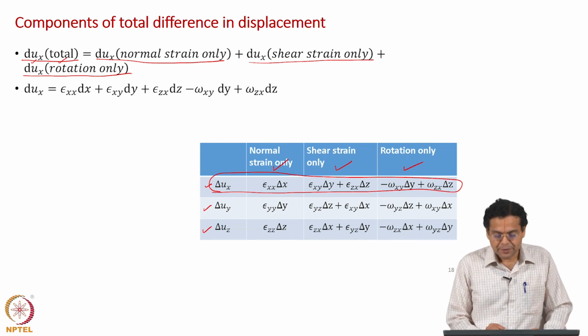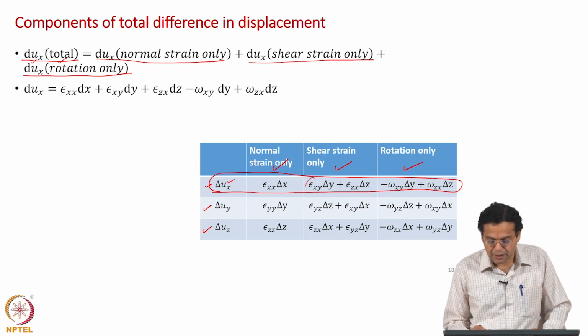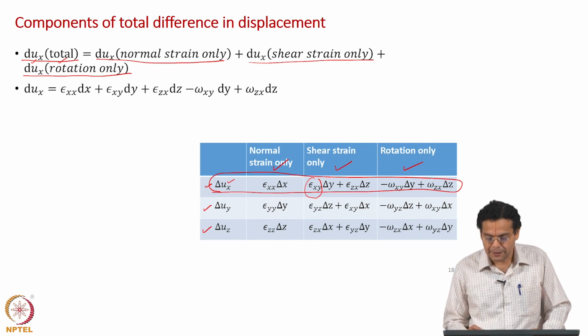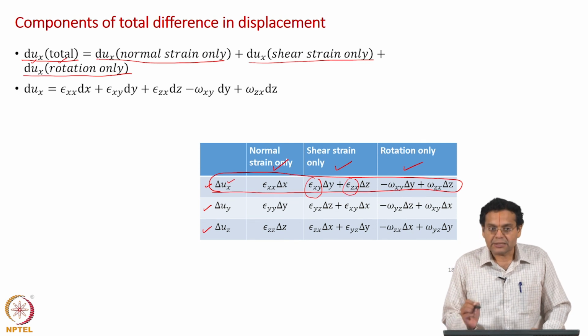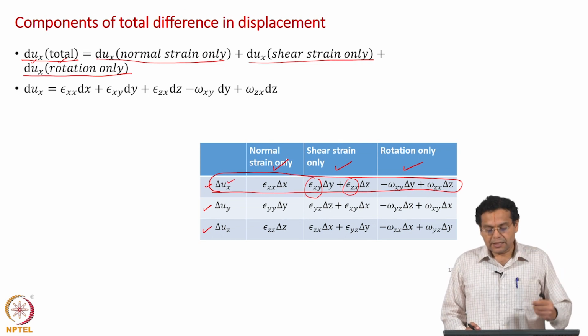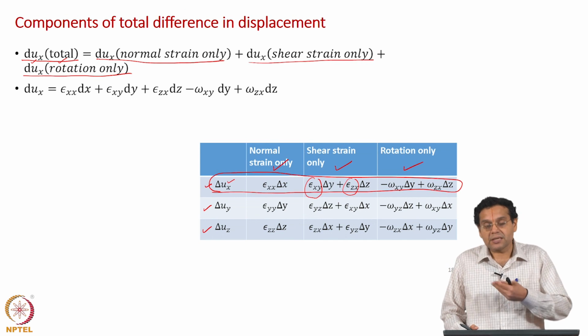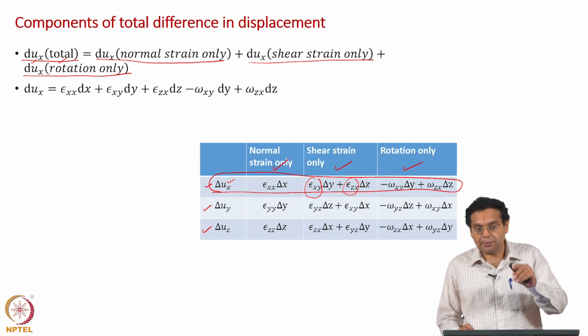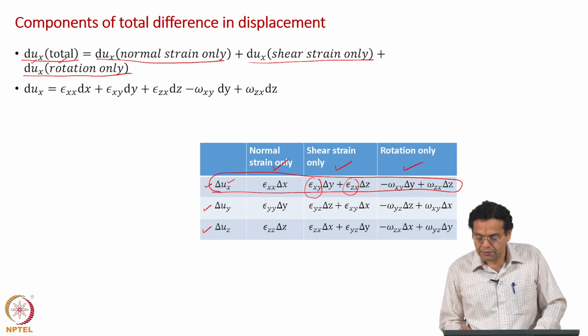Just want to mention, if you take x direction, let us say for shear strain, it has contribution from epsilon xy, shear strain epsilon xy is gamma xy by 2, comes from shear strain in xy plane. It also has contribution from shear strain in zx plane. Okay. So, if you observe these two terms, difference in x displacement because of shear strain has further two components, one from shear strain in xy plane, other from shear strain in zx plane. Okay. Similarly, for rotation, the difference in x displacement has two components, one coming from rotation in xy plane, other coming from rotation in zx plane.